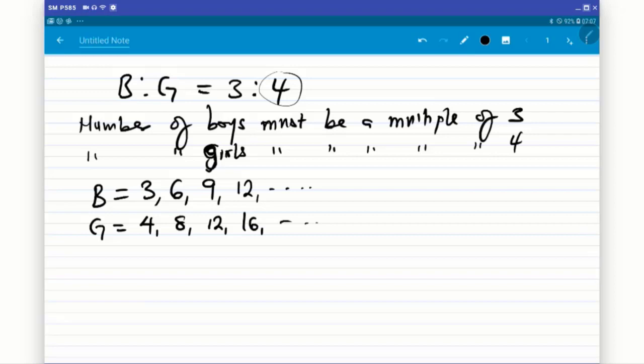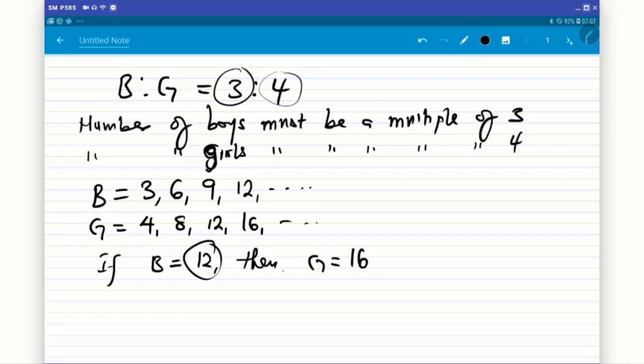Okay? So that is exactly what we're talking about here. Now, if the boys are, let's say, 12, then the girls must be 16. Yes, because if boys are 12, that is their ratio 3 times 4, then the girls also must be their ratio times 4. So what happens to the boys must happen to the girls. Meaning if boys are 12, girls must be 16.